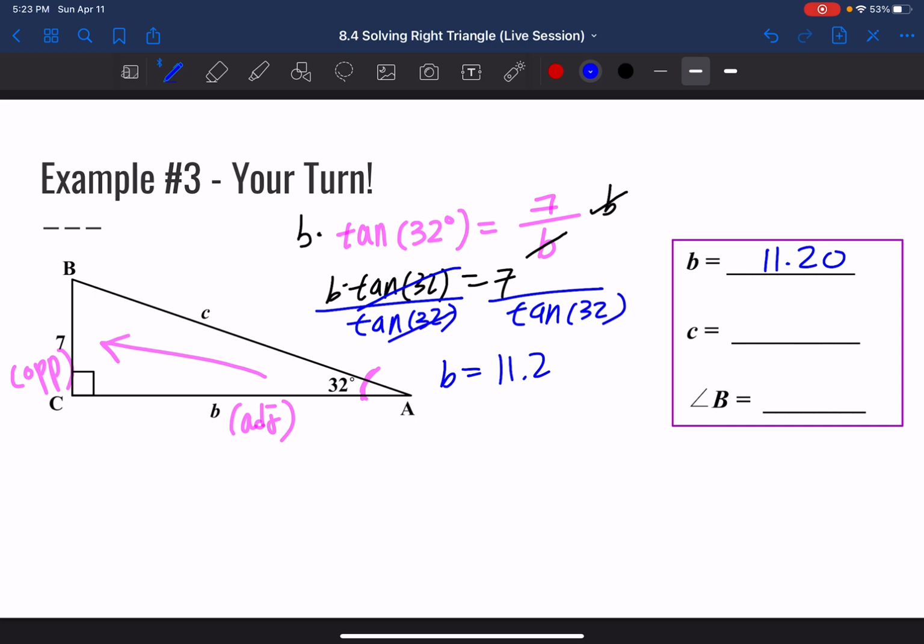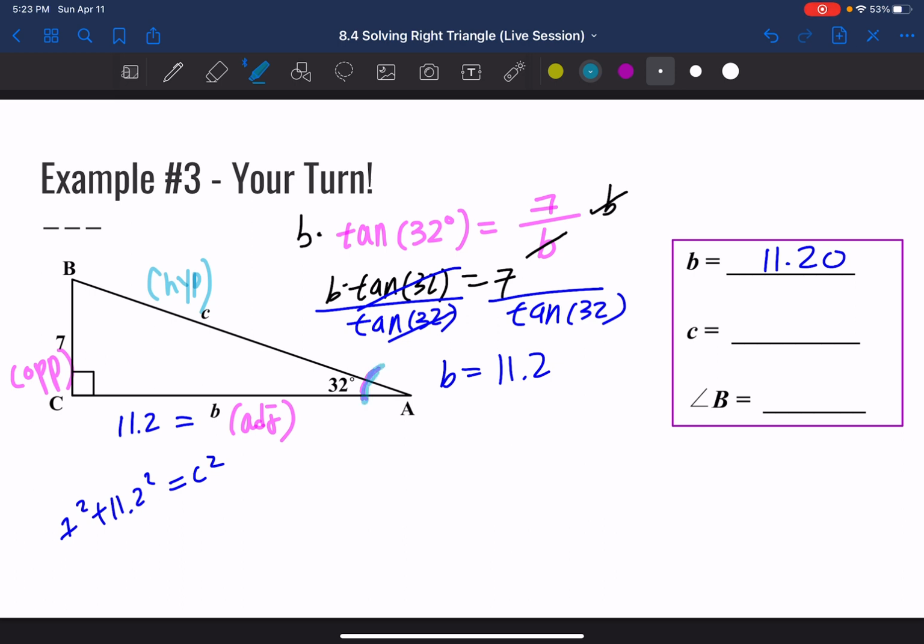Okay, let's find C. Again, it's up to you. You guys can use Pythagorean because I already know two sides, right? So you can do 7 squared plus 11.2 squared equal to C squared if you want to. Or you can just stick with the trig functions. So I know hypotenuse is C. So from 32 degree, okay, let's use a 7, opposite, and hypotenuse. It really doesn't matter. You can use adjacent and hypotenuse if you want to.